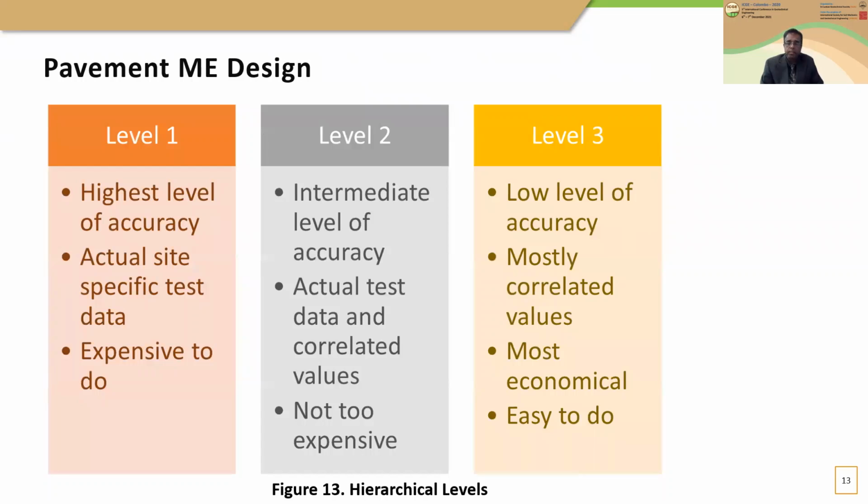In ME design, climate, traffic, and material data are handled differently than 1993 method. Three hierarchical levels, level 1, level 2, and level 3 are available. Level 1 represents the most advanced level, while level 3 represents the lowest level. Level 2 can be used when some intermediate test data are available.